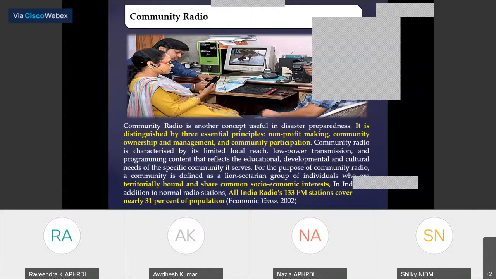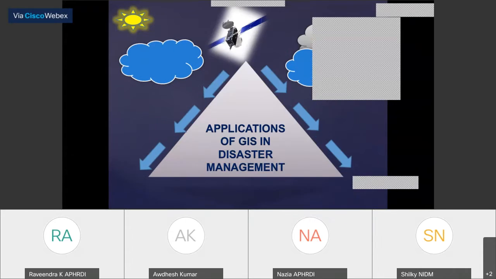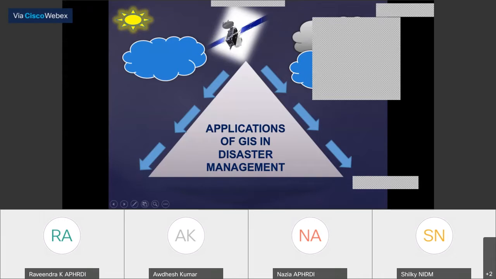In 2003, 133 FM stations covered nearly 31% of the population at that time. Now the data is better, because smartphone technology has also moved ahead, and smartphones also have features along with radio services. Community radio is also a very good technological tool for preparedness for disaster. So communication and the application of GIS in disaster management are not new things, and are known to almost everyone hearing this presentation.